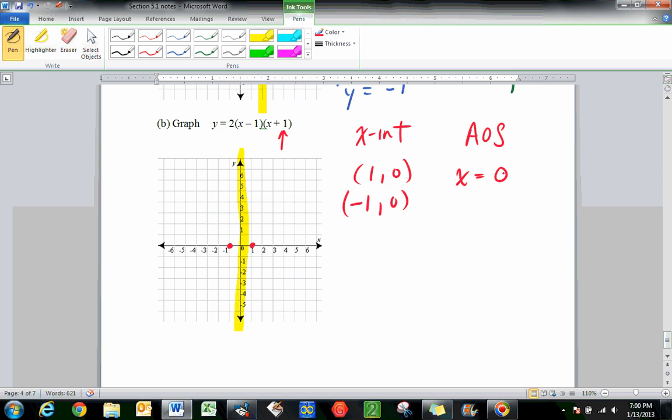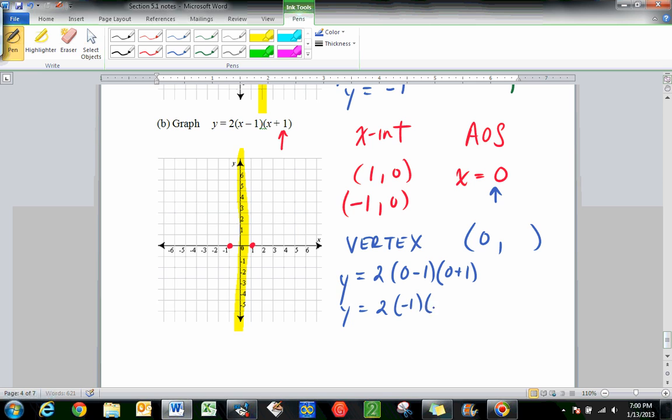And now we need our vertex. So our vertex would be an x value and a y value, and of course the x value is going to be 0, but we don't know what the y value is yet, so we're going to plug the 0 into our quadratic function, which gives us 2 times -1 times 1, and y is going to equal -2. So now we have a vertex of (0, -2).